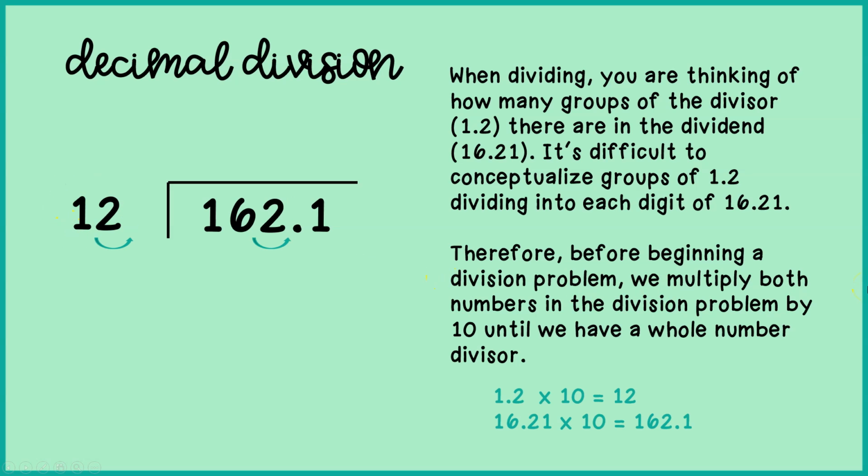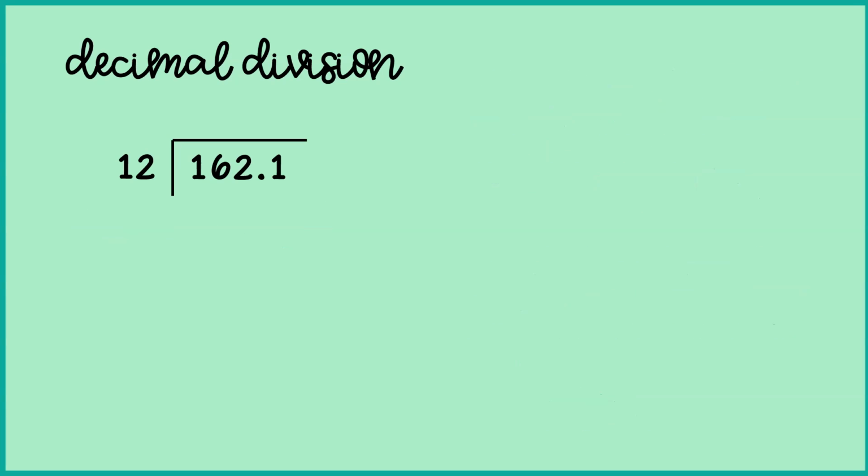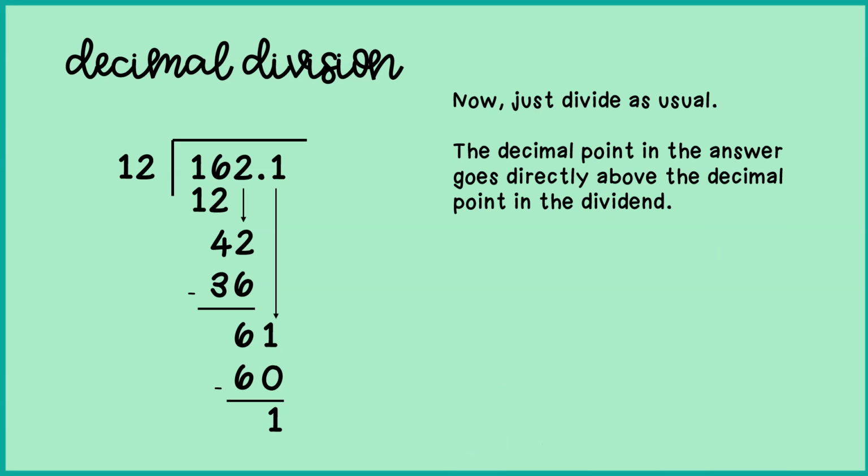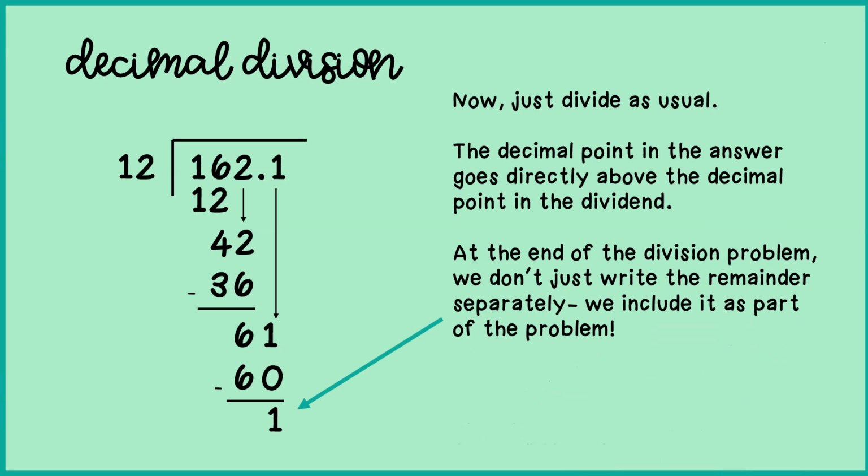I'm trying to make the divisor a whole number. Sometimes people think about this as moving the decimal point, but as you know, when you're multiplying by 10, you are moving the decimal point to the right. So here I'm multiplying both numbers by 10, so then I have 12, and then I have 162 and 1/10. Then you can just go ahead and divide as usual. The decimal point in the answer will go directly above the decimal point in the dividend, which is 162 and 1/10. And there it is.